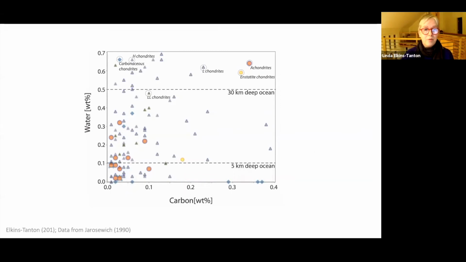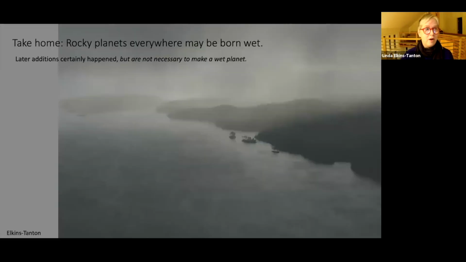This has an important implication. This means that it's quite likely that any given rocky planet anywhere in the universe may have started with enough water to have oceans. We already know that virtually every star has planets. And now we know that most every rocky planet probably had some period of time when it was habitable, that is, when it had liquid water. And so that's the big take home here. Rocky planets everywhere are probably born wet.